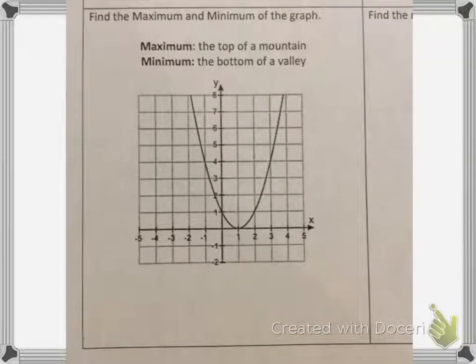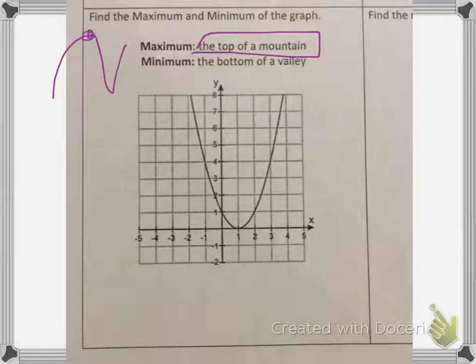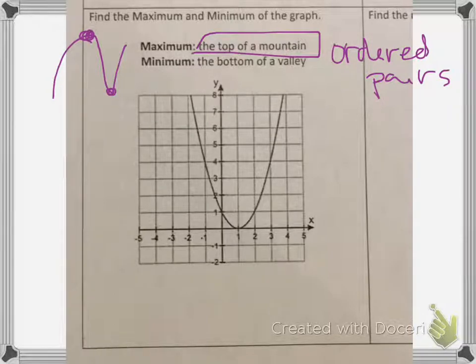Okay, the next thing we're going to talk about is a maximum or a minimum of the graph. The maximum is what I like to call the top of a mountain. So if I have a graph that looks like this, the top of a mountain would be up here. A minimum is the bottom of a valley, so down over here. What we're going to do is list these answers as ordered pairs because we want to know their value of where they're at. So this graph right here only has a minimum because it only has a bottom of the valley. That minimum point is over 1 up 0. So over 1 up 0 is my minimum value.